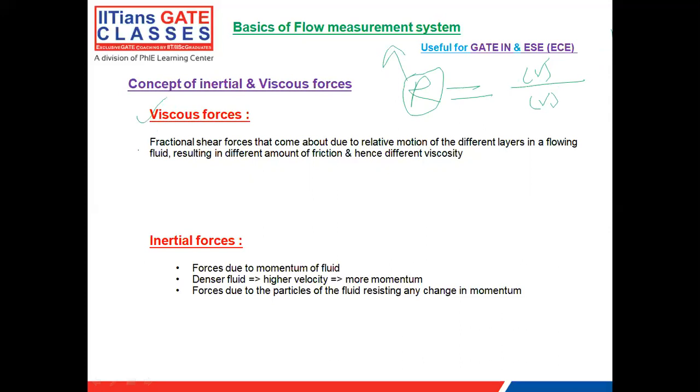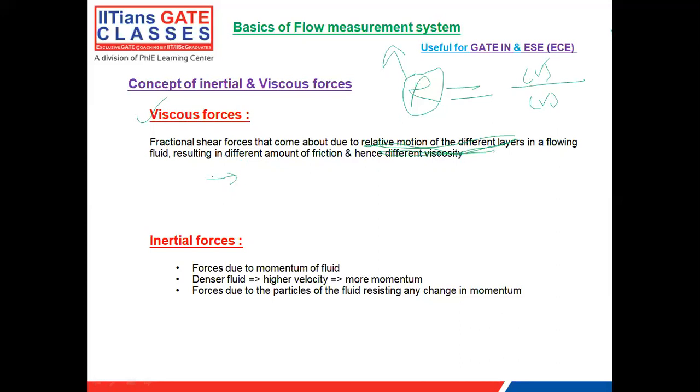So what are viscous forces? Frictional shear forces that come about due to relative motion of different layers in a flowing fluid. That we have already seen. Here, if you notice, frictional shear forces come about due to relative motion of different layers in a fluid, resulting in different amounts of friction.